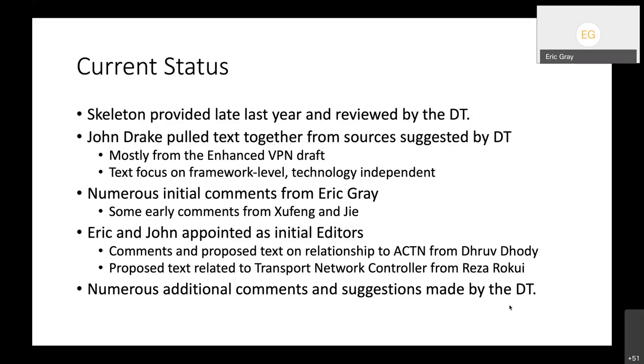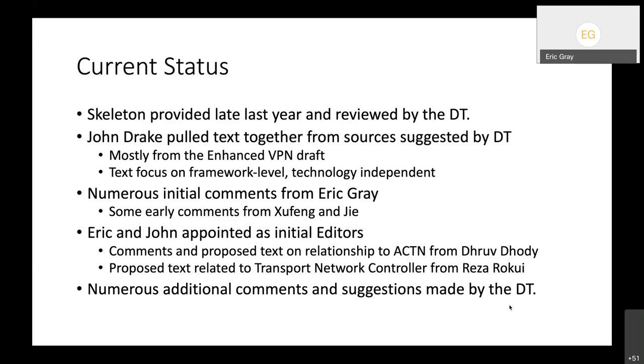And then we had a lot of comments from other people. So we had some comments on the relationship between this draft and the enhanced VPN draft from Zhufeng and Ji. And then we were appointed as editors. We volunteered, or I volunteered us, and Yari said okay. And then we got a bunch of comments from Dhruv, actually put in as a pull request. A lot of the initial work is being done in this draft and in the definitions draft in GitHub. And so we got a pull request from Dhruv Doty that we ended up putting in a different section than he had proposed, but we used a lot of that.